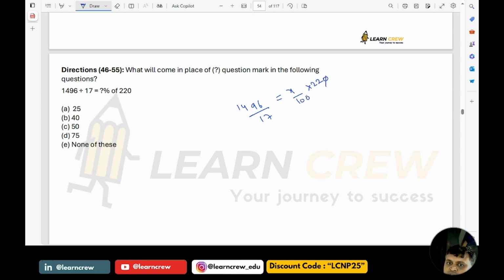If you see here, the zeros cancel, and 22 6s are 132, 22 7s are... 22 6s are 132. 132 means 17 is left. 22 8s are, 17 4s are. So x is equal to 40.